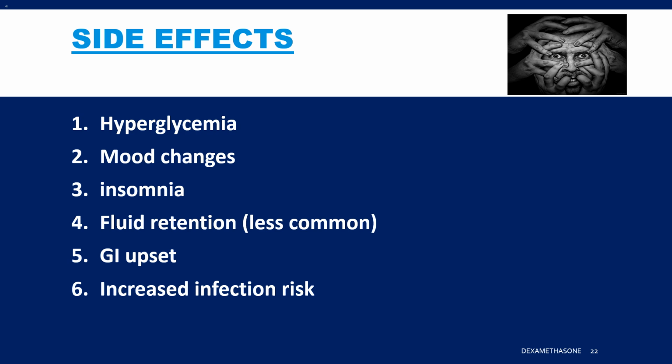4. Fluid retention, less common. Dexamethasone causes the body to retain fluid, leading to swelling and weight gain, although this is less common. 5. GI upset. Nausea, vomiting, appetite changes, abdominal discomfort, and other gastrointestinal symptoms can occur due to dexamethasone use. 6. Increased infection risk. Dexamethasone's immunosuppressive properties can increase the risk of infections, as the body's natural defenses are suppressed.